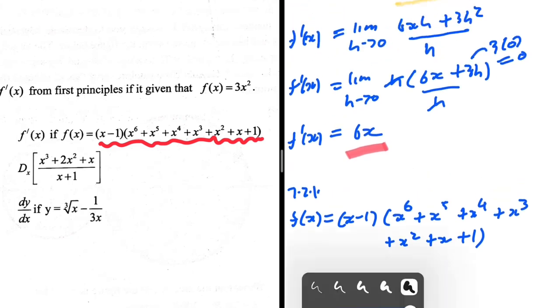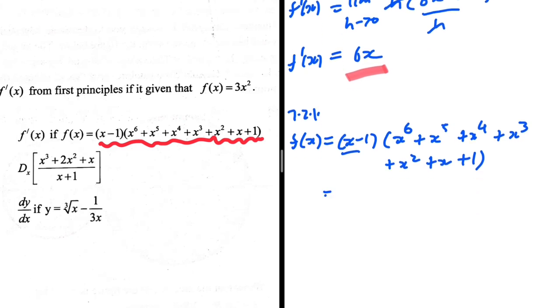When we multiply out everything by x, we're going to get x to the power 7, x to the power 6, and then here we're going to get x squared, and here we're going to get x. And then when we multiply everything by minus 1, x to the power 6 will get subtracted by x to the power 6, and so on. Let me show you what I'm saying. When we multiply out by x, we get x to the power 7 plus x to the power 6 plus x to the power 5 plus x to the power 4 plus x to the power 3 plus x to the power 2 plus x.